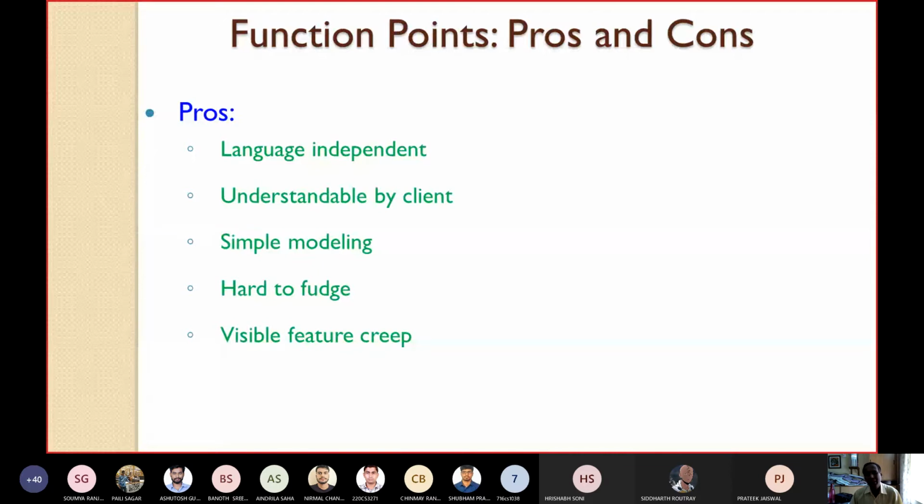But function point overcomes that problem. So function point is language independent because you are not taking any language. We are identifying the functional units in terms of maybe input, output, and inquiry, and maybe files and maybe interfaces. These are language independent. So function points are language independent. They can be easily understandable by the clients also, because no technical details are there. It's very much simple for modeling. It will be quite hard to fuse these function points. The function points are visible. They are having visible feature creep.